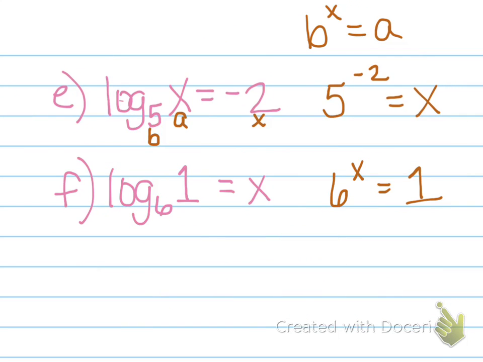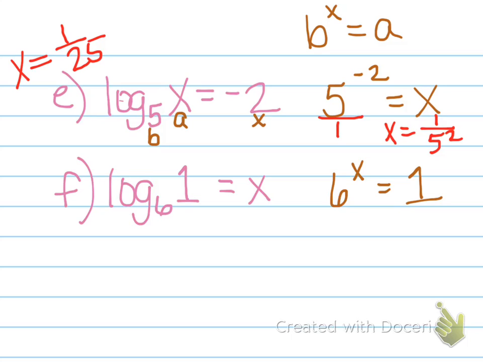Going on to E and F, 5 to the negative 2, solving this for x now. We would have a negative exponent, which means that I flip and do the reciprocal. So x would equal 1 over 5 squared, and 5 squared is 25. So for E, x equals 1 over 25.